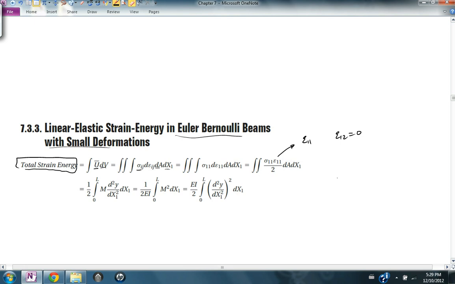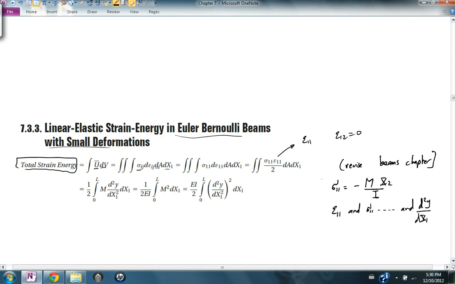and the bending moment diagram, remember that sigma 1, when you revise the beams chapter, sigma 1 was equal to negative M x2 over I. And there was another relationship between epsilon 1 and sigma 1, and the second derivative of y with respect to x1.